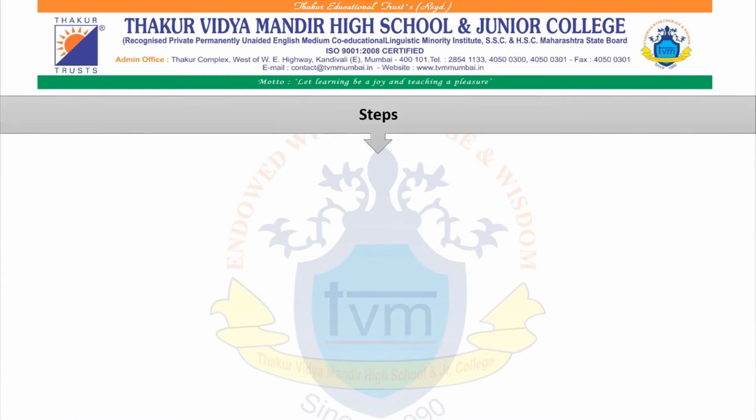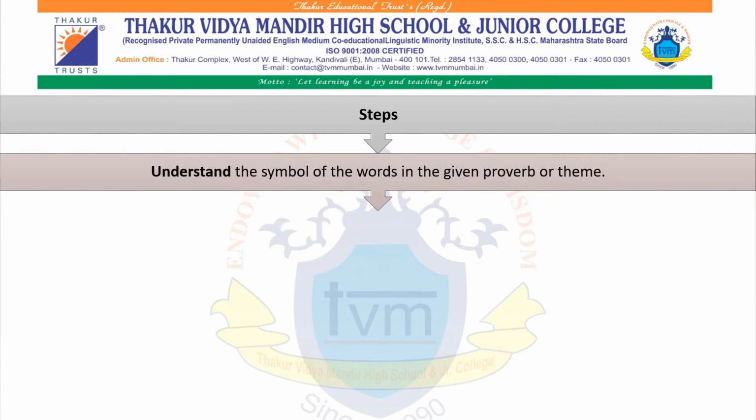The steps in writing an expansion. The first step is to understand the meaning of the words in the given proverb or theme. It is very important to understand the given idea or theme, and only then will we be able to expand it and illustrate it.